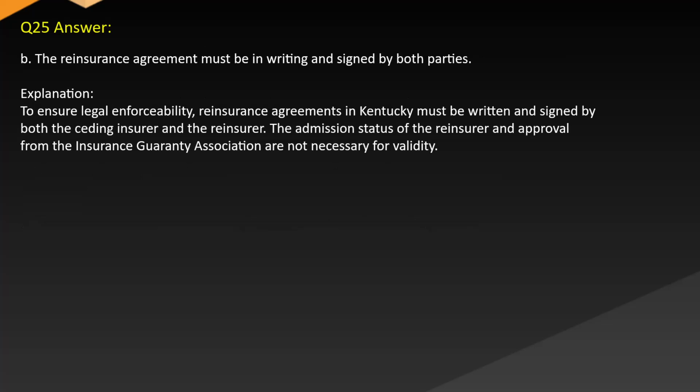Answer: B. The reinsurance agreement must be in writing and signed by both parties. Explanation: to ensure legal enforceability, reinsurance agreements in Kentucky must be written and signed by both the ceding insurer and the reinsurer. The admission status of the reinsurer and approval from the Insurance Guarantee Association are not necessary for validity.